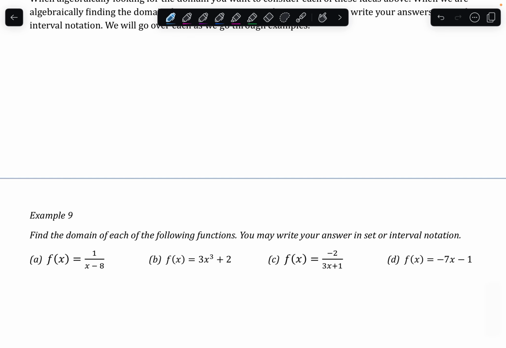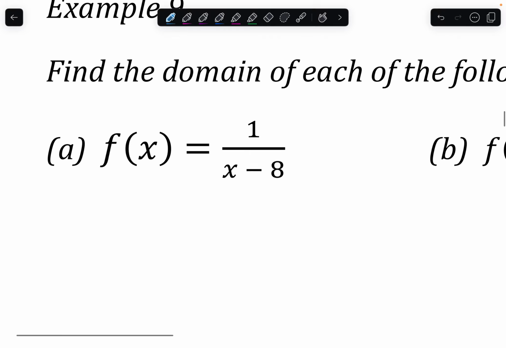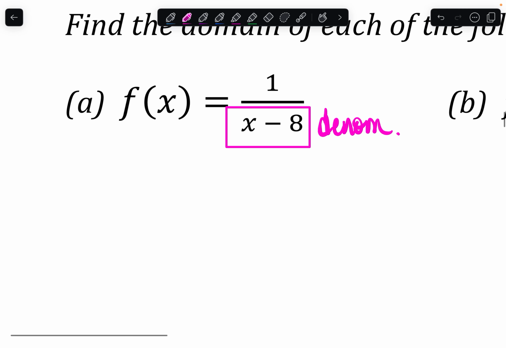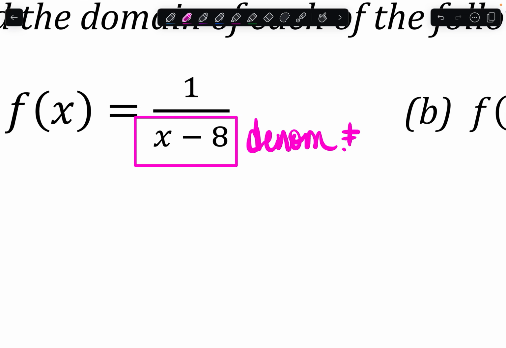All right, so domains. It says find the domain of each function. You may write your answer in set or interval notation, so just be careful with the homework. Make sure you put it in the correct notation. All right, so first function here, basically what we want to do is just go through each restriction one at a time and see what we run into. So first restriction is denominators cannot equal 0. If I look at this function, I have a denominator. So this is my denominator.